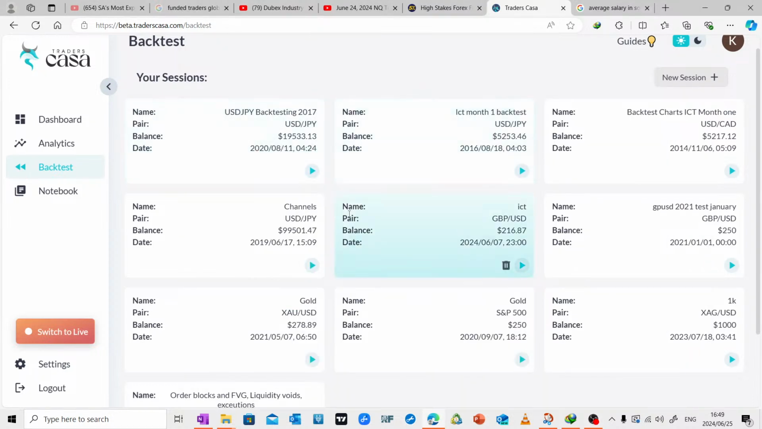Today we're looking at USD JPY. We'll be looking at this one. I was looking at the month one of ICT.